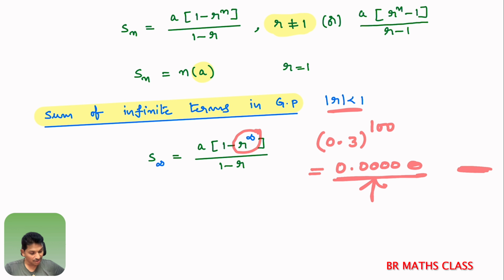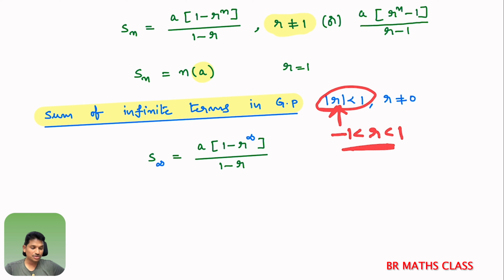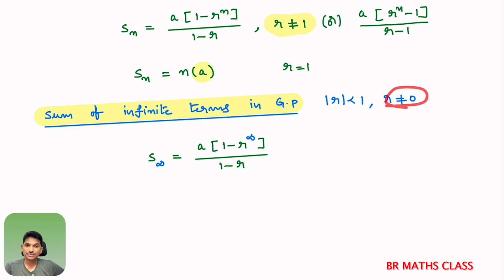So when r value is in between minus 1 and plus 1, and here one more thing, r value cannot be equal to 0, right? r value cannot be equal to 0, because a sequence of non-zero terms is said to be geometric progression. It is not a geometric progression if r equal to 0. As I said, you may get doubt, modulus of r less than 1 means r value lies in between minus 1 and plus 1. In this 0 is there, then when 0 is there, this doesn't work, right? r value not equal to 0.